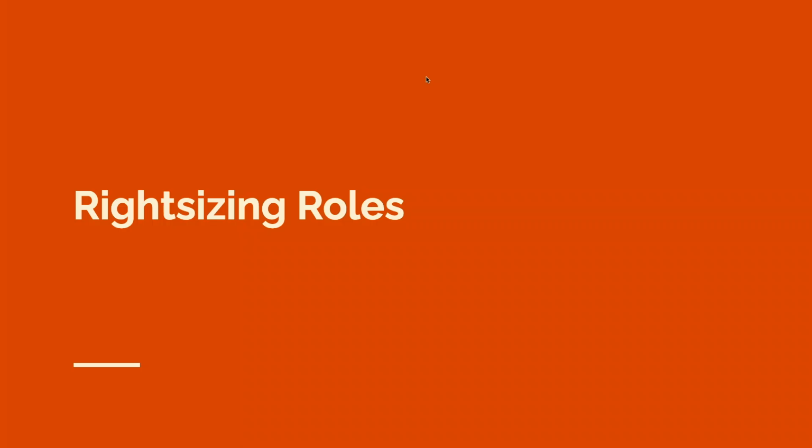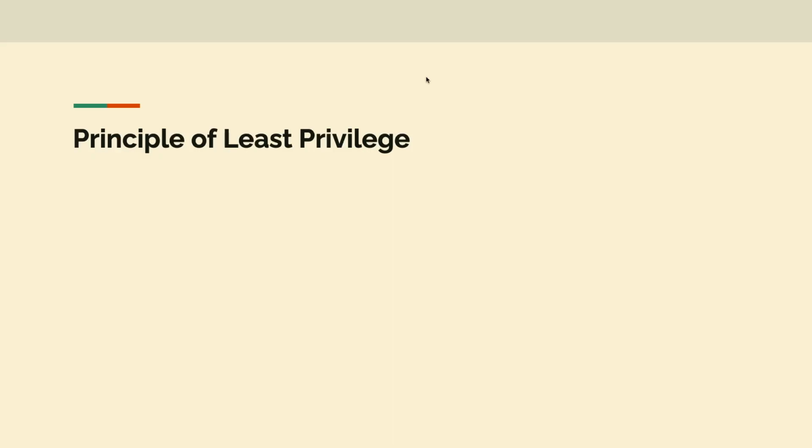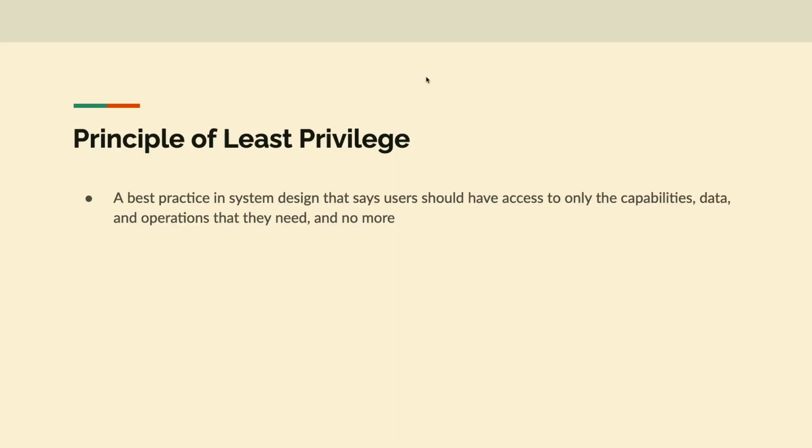I think one of the main problems is right-sizing roles. It's hard to get roles to be exactly the right size in Drupal. I want to introduce the idea of the principle of least privilege. This is a best practice in system design. It says that users should only have access to the capabilities, data, and operations they need and no more.